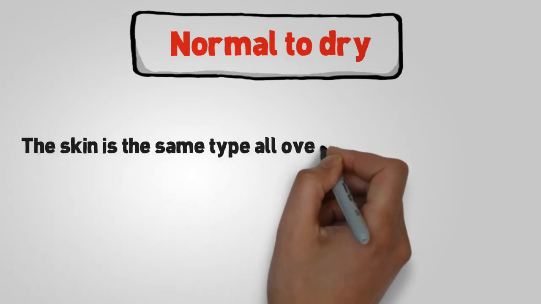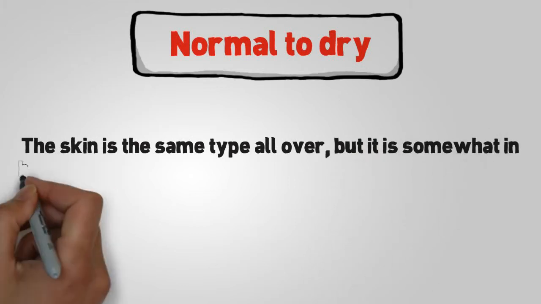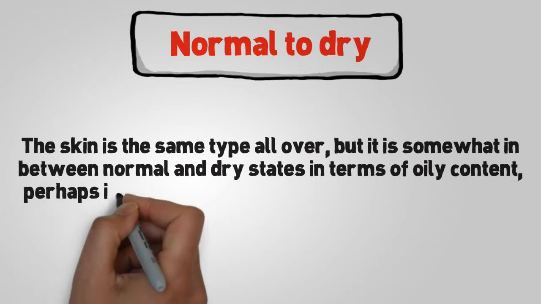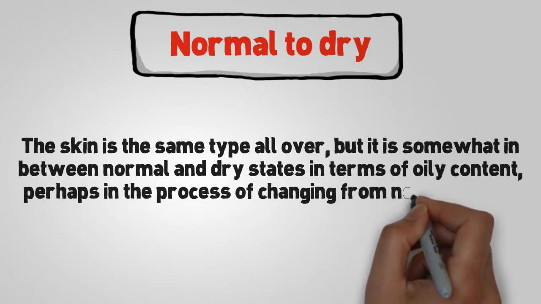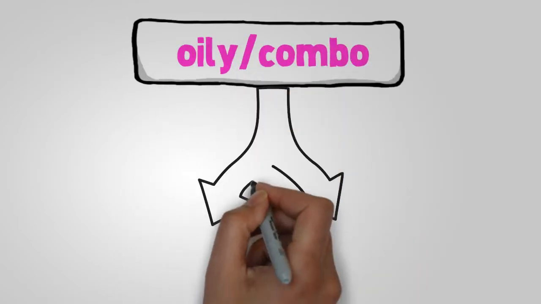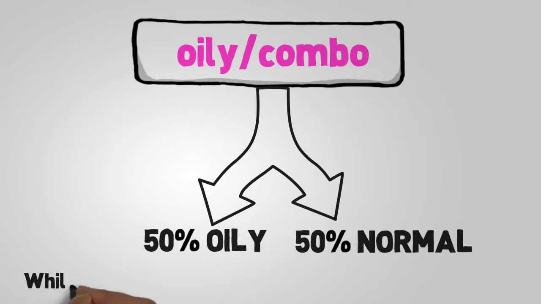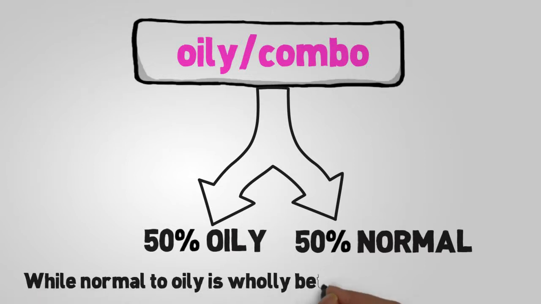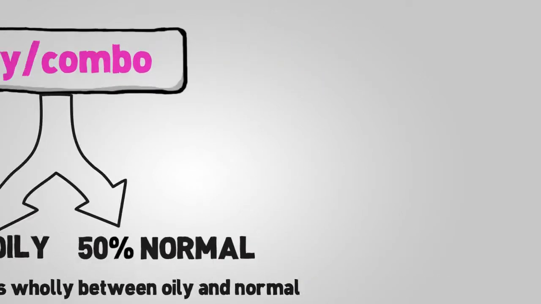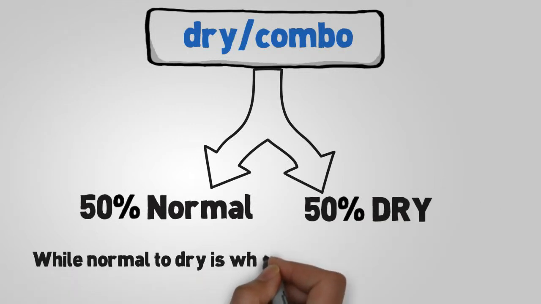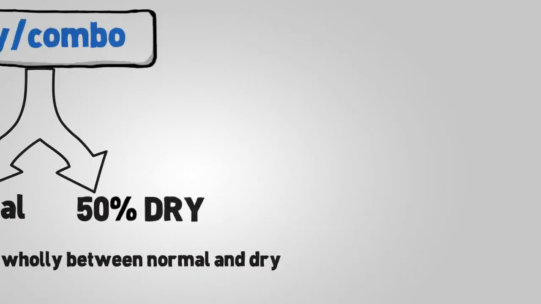The skin is the same type all over, but it is somewhat in between normal and dry states in terms of oily content, perhaps in the process of changing from normal to dry. You see the difference. Oily combo is partially oily and partially normal, while normal to oily is wholly between oily and normal. Dry combo is partially normal and partially dry, while normal to dry is wholly between normal and dry.